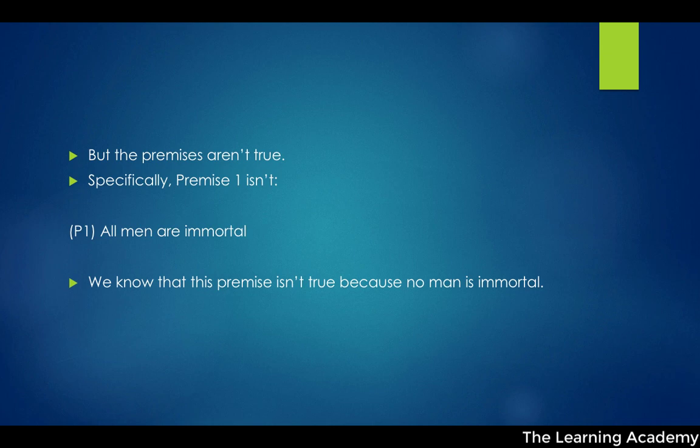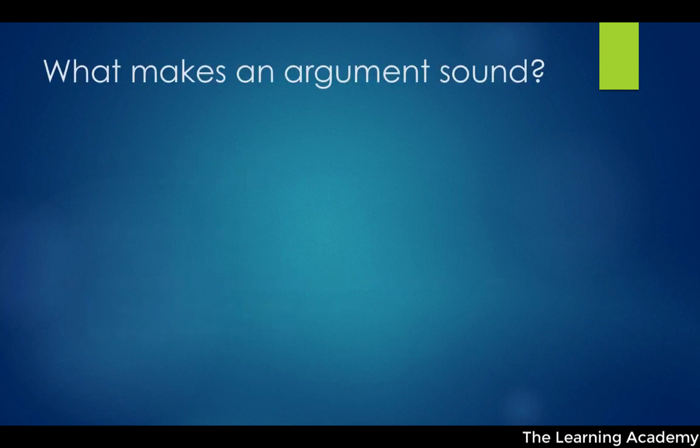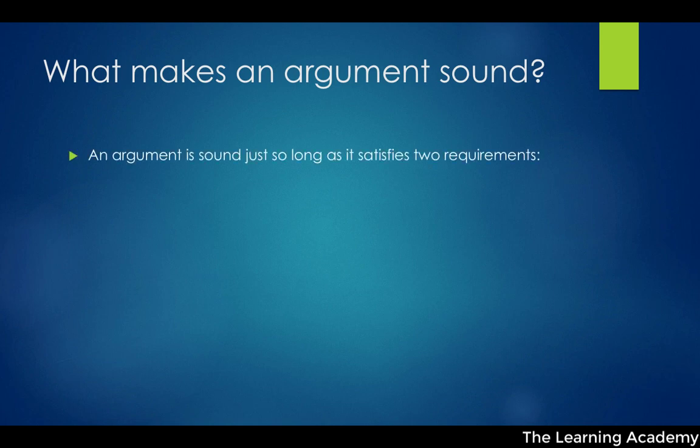So in reality, while the argument is logically valid, and the premises do lead to the conclusion, this cannot be what we call a sound argument because the premise here is false. But the argument is still valid. Don't forget that the argument is still valid under this presumption. But this brings into question what makes an argument sound. Well, an argument is sound just so long as it satisfies two requirements. The first requirement is that the argument has to be valid. And the second requirement is that the premises within the argument have to be true.